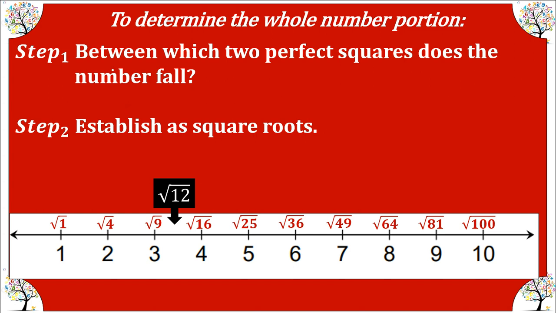Now that we have established between what two squares the number falls, we are going to establish the square roots. Again, we have the square root of 9, the square root of 12, the square root of 16. This is the first statement we are going to write. We know that the square root of 12 comes between the whole number 3 and the whole number 4. So on the number line, somewhere between 3 and 4 is the square root of 12. And again, we're going to find the decimal.